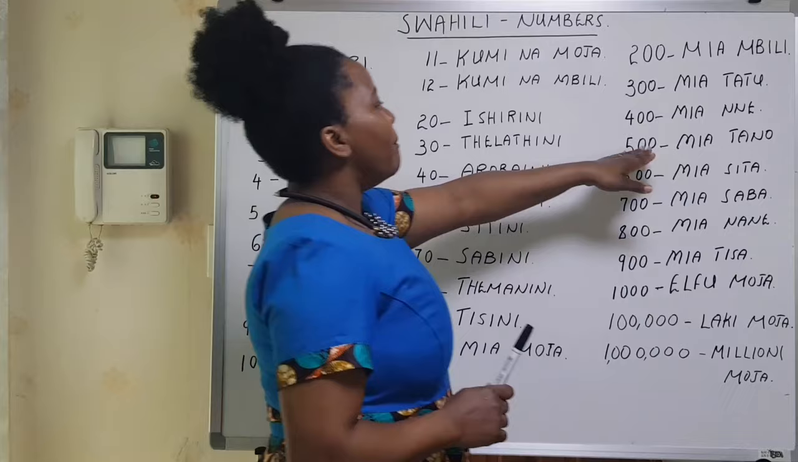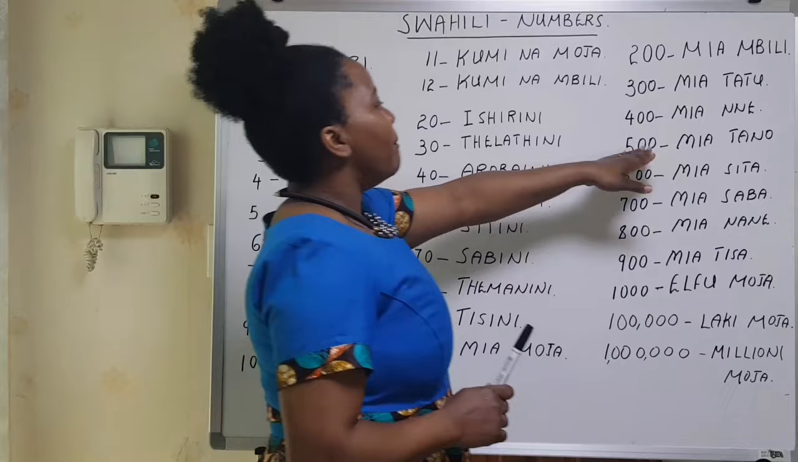So let's repeat again. Sifuri, moja, mbili, tatu, nne, tano, sita, saba, nane, tisa, kumi. Kumi na moja. Kumi na mbili. So, we go until 19. Kumi na tatu, which is 13, up to 19. The next is 20, which is ishirini.